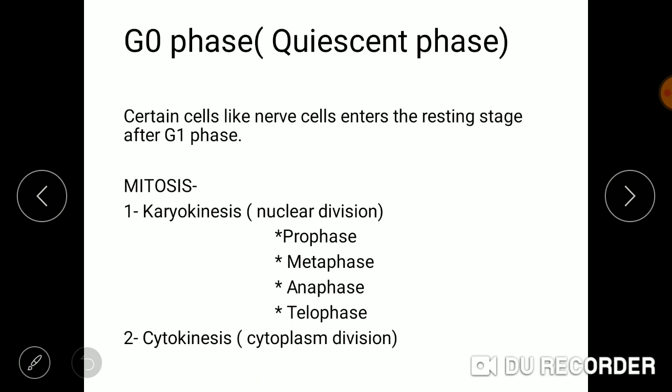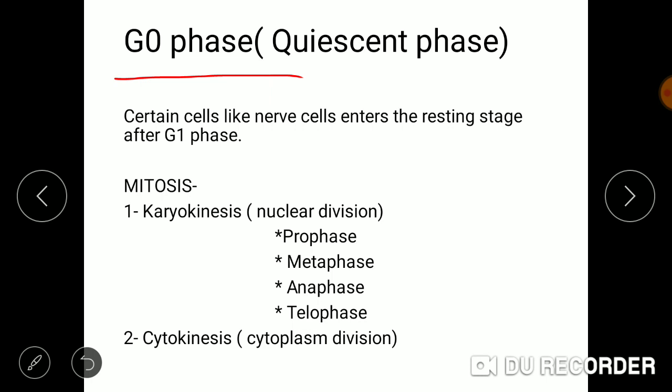Okay. Now, we have studied G1 phase, S phase and G2 phase. Now, what is G0 phase? G0 phase is also known as quiescent phase. Not all the cells are entering into this type of phase. There are certain specific cells like nerve cells, like brain cells, which enter into this quiescent stage. Let us talk about what the quiescent stage is.